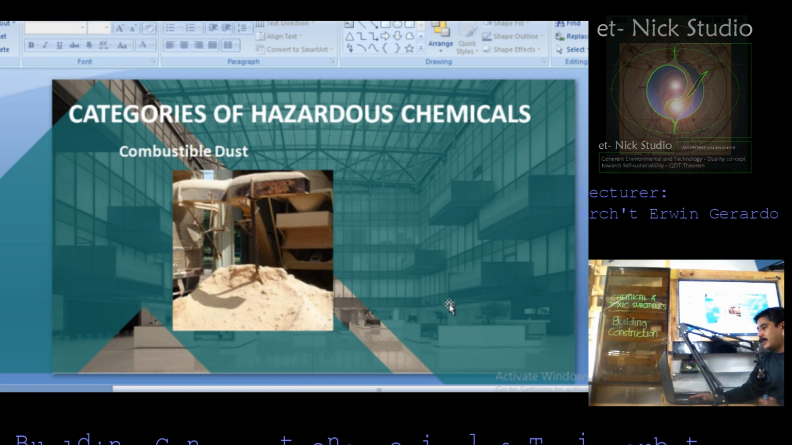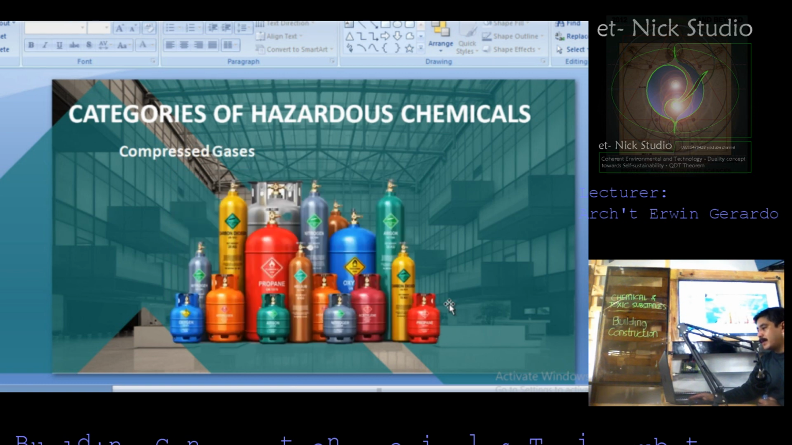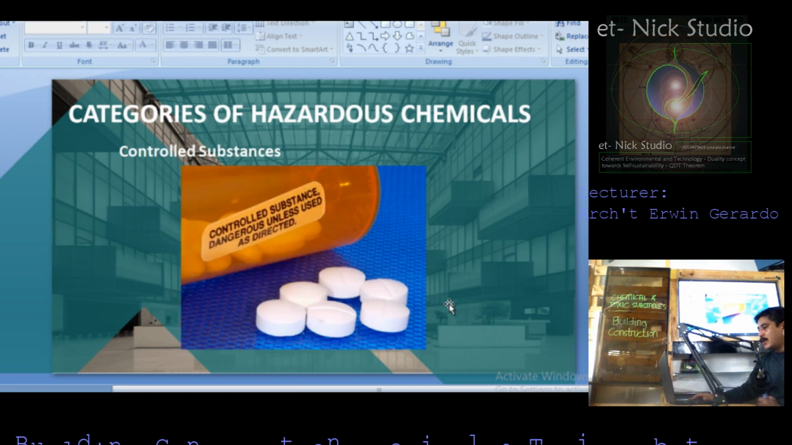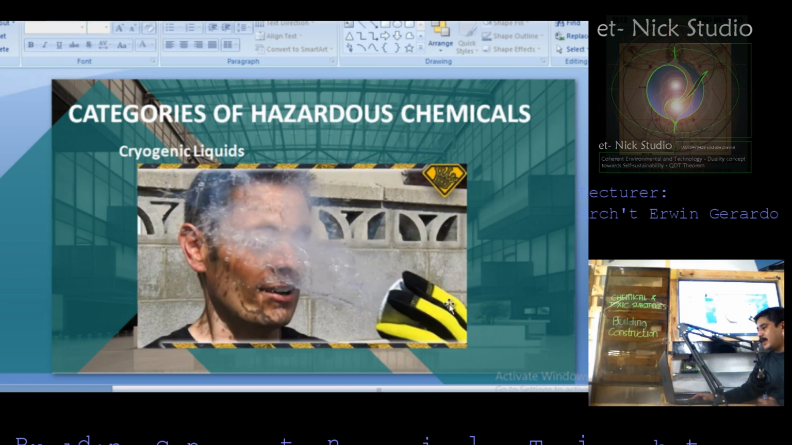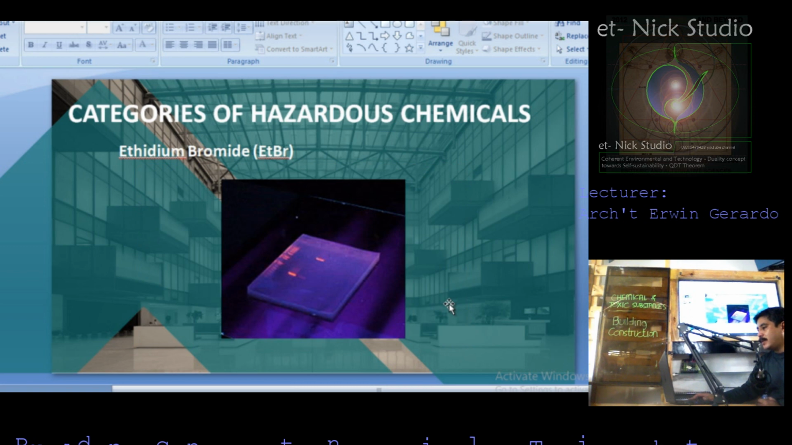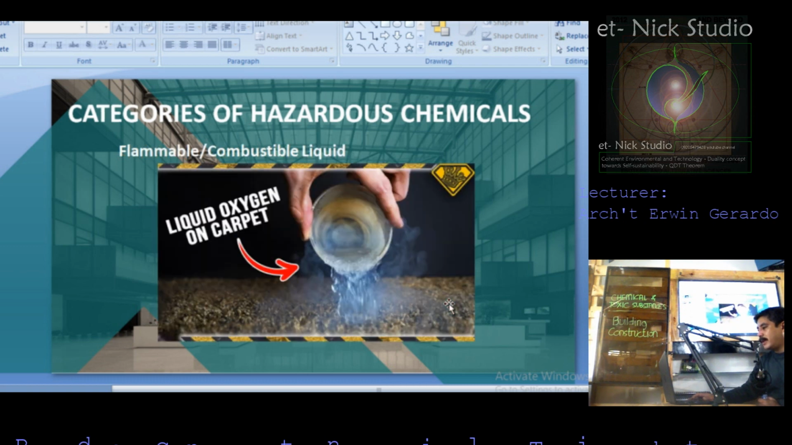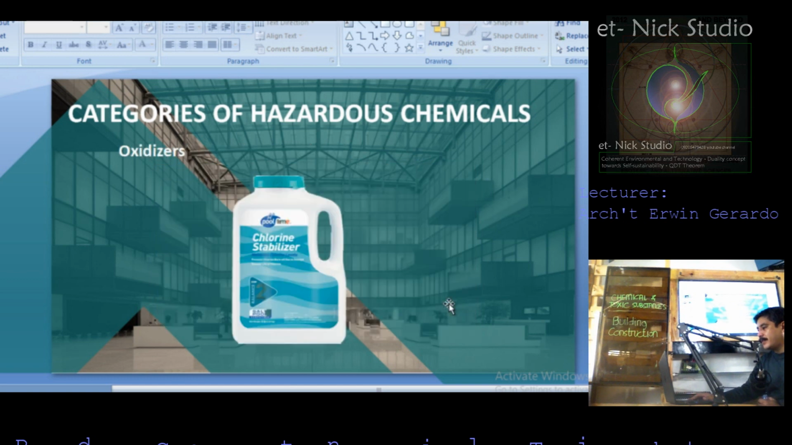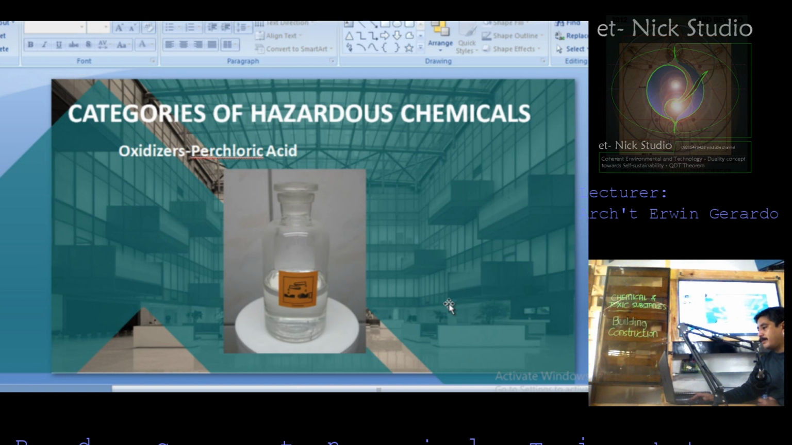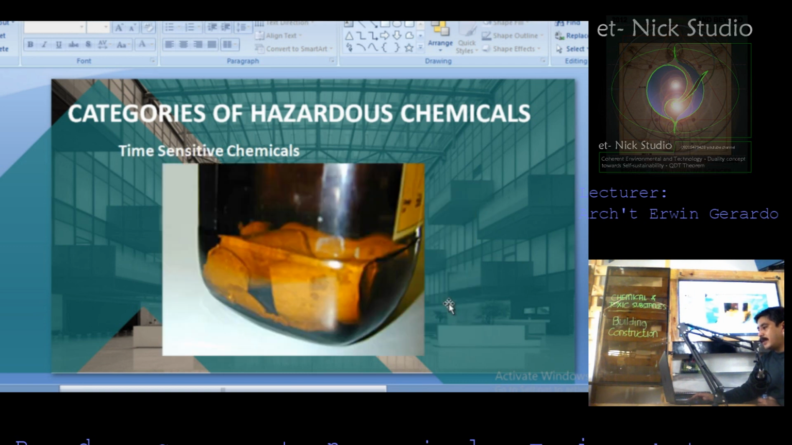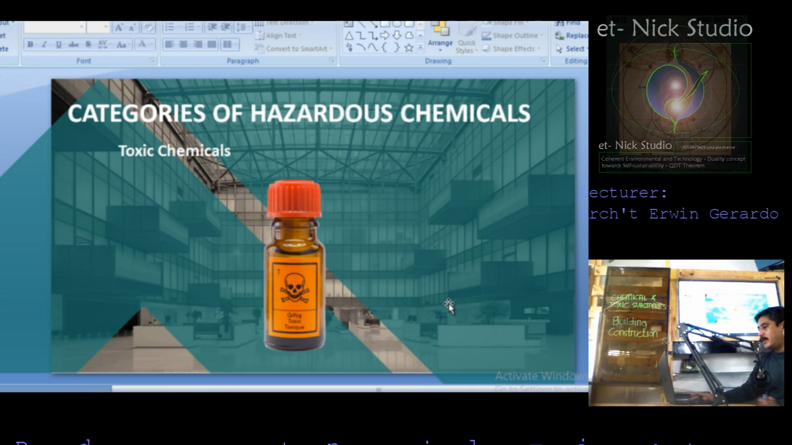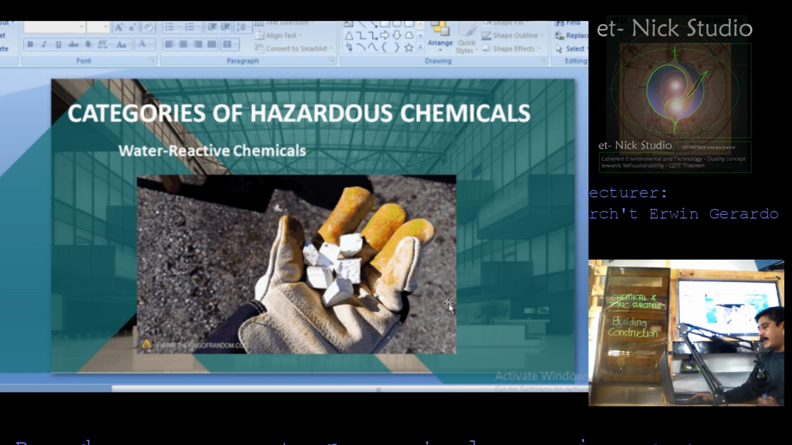Categories of hazardous chemicals: combustible dust, compressed gases, controlled substances, corrosive chemicals, cryogenic liquids, ethidium bromide, or EtBr, flammable or combustible liquids, oxidizers, oxidizers such as perchloric acid, pyrophoric chemicals, time-sensitive chemicals, toxic chemicals, water-reactive chemicals.